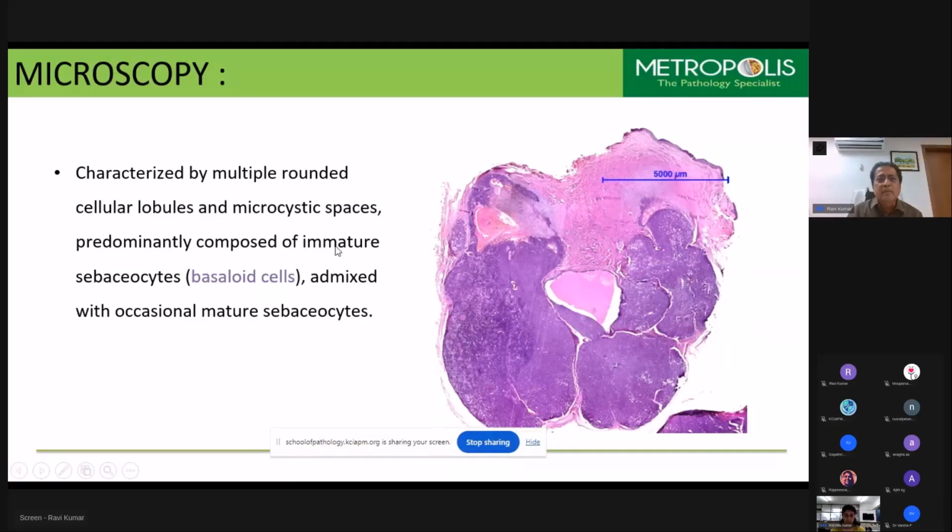And what are these immature sebaceous cells? Wherever you take any of the adnexal tissues, if there are immature cells from any of the adnexal structures, they look basaloid. That's the reason you see that whatever the adnexal tumors, they will have basaloid cells along with that. Okay, I'll come to that later.